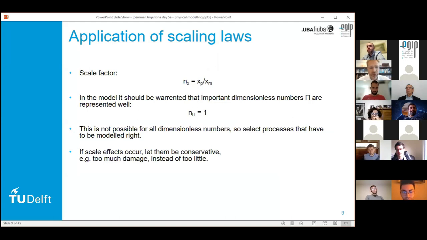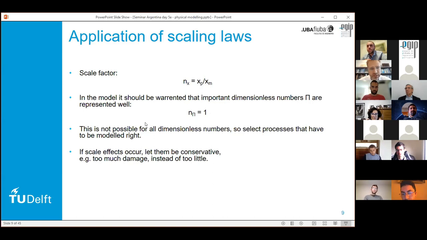And then the scale of other parameters that are different from a length, like the time scale or the force scale, we have to work out. In principle, we want to represent dimensionless numbers well. And then the scale for the dimensionless number, which is a capital pi here, should be 1. But this scaling is typically not possible for all dimensionless numbers, and each dimensionless number typically represents one process that we want to model.